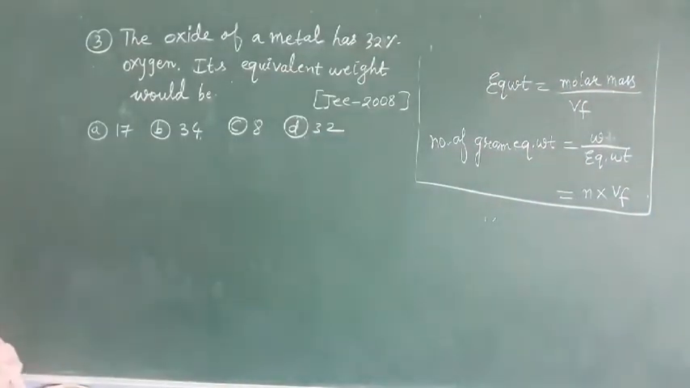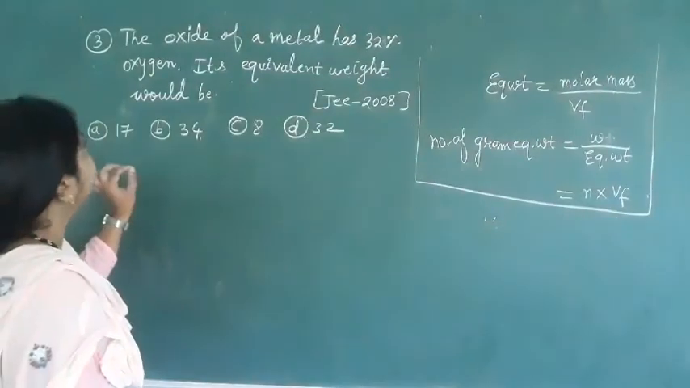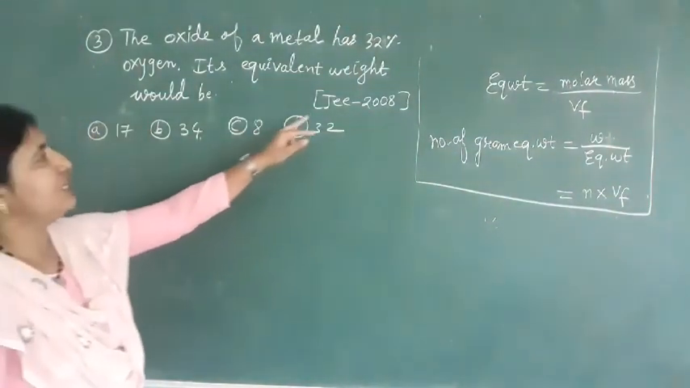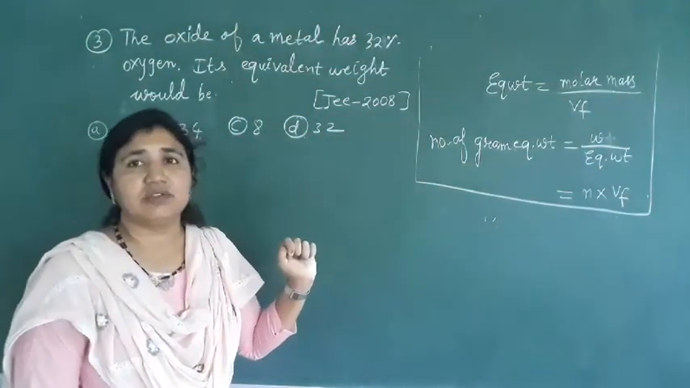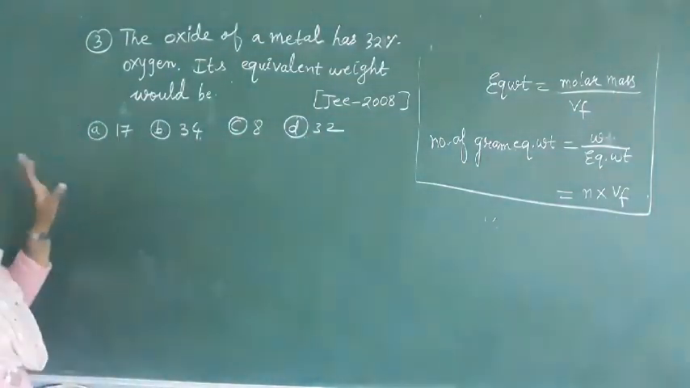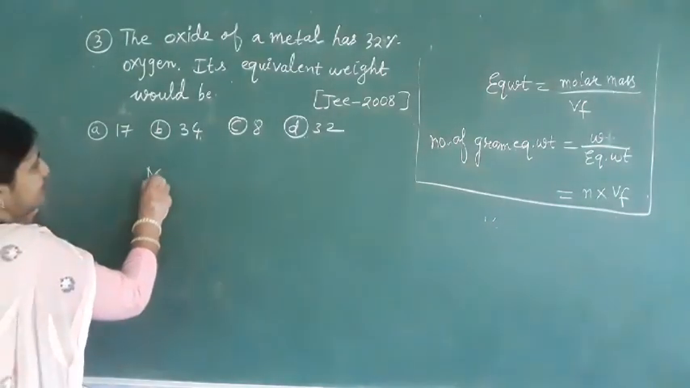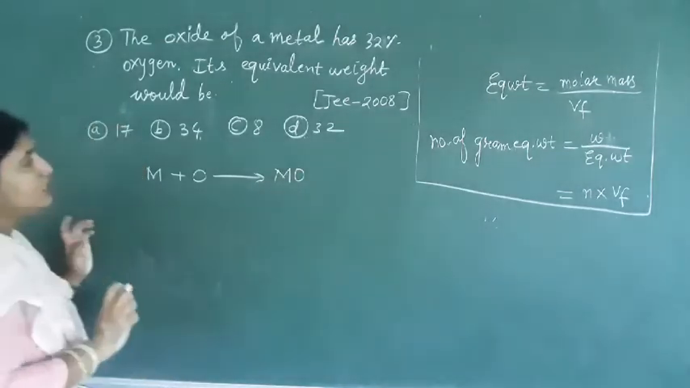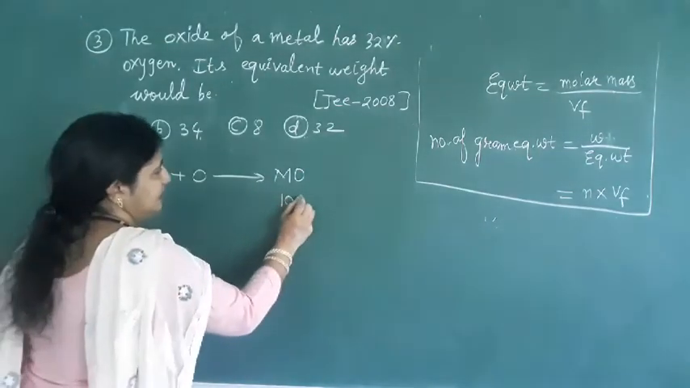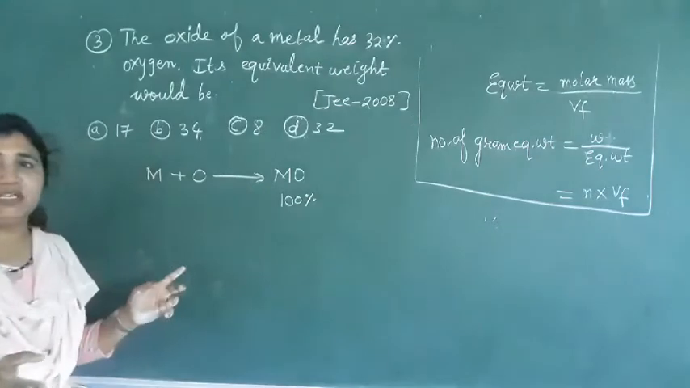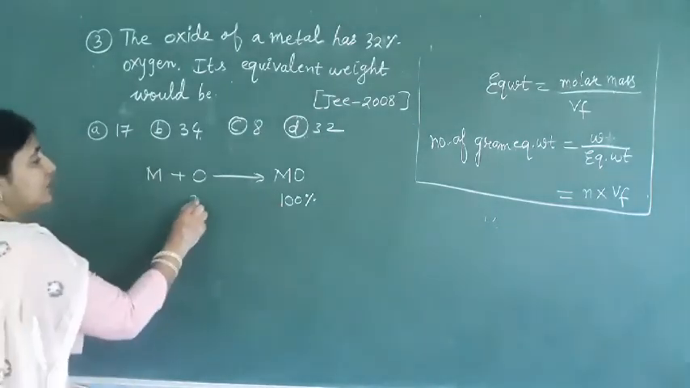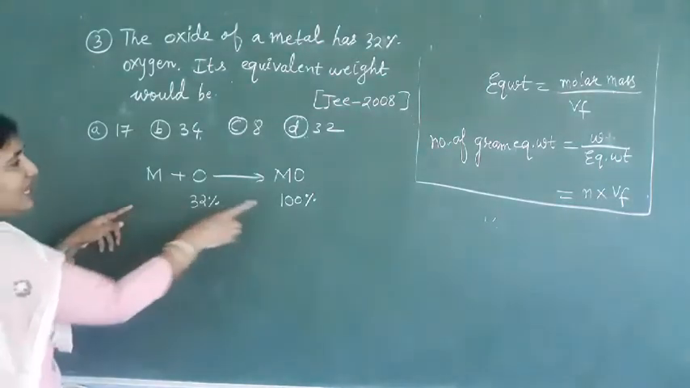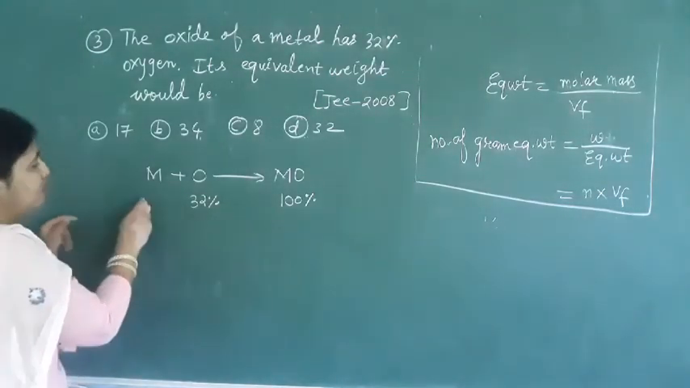Okay, next question. The oxide of a metal has 32% oxygen, its equivalent weight would be. JEE 2008 question it is. The oxide of metal has 32% oxygen. This is our metal, this is our oxygen, and we are getting metal oxide here. So total metal oxide is 100%. When formation takes place, it is 100%. In that, 32% is oxygen. So how much percentage will be for the metal? 100 minus 32.